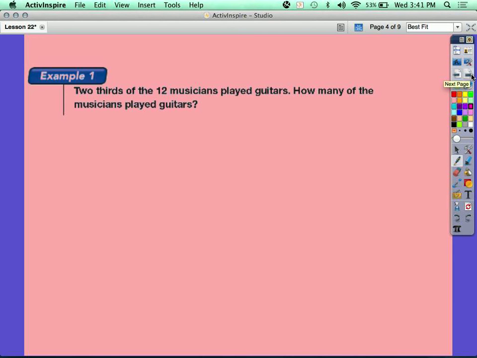We're going to have some word problems with fractions and a number, and we're going to have to solve it. So for example 1, it says 2/3 of 12 musicians play guitars. How many of the musicians play guitars? Well, remember that in math, the word of means to multiply. So we're going to multiply 2/3 times 12.